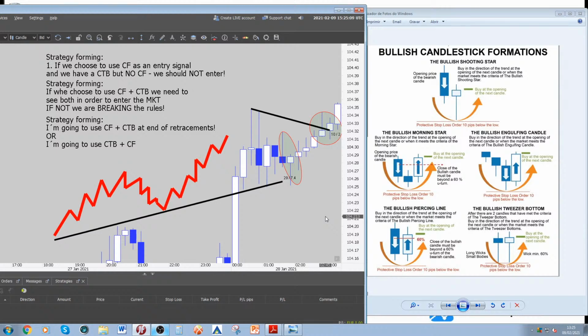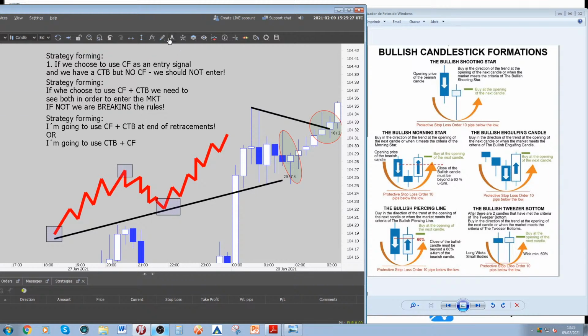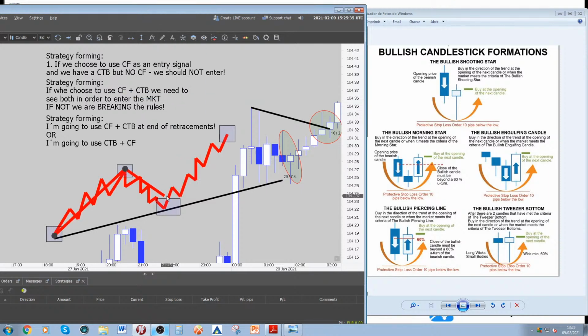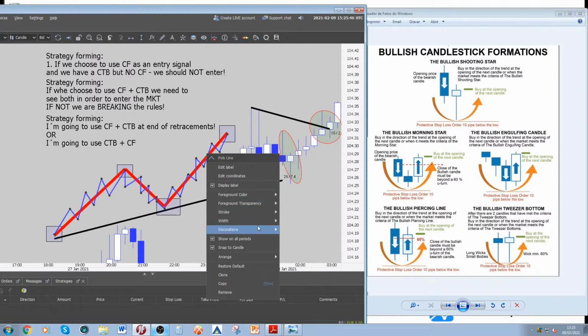Remember the previous lessons, everybody? Rule: I'm going to buy and never sell bullish candlestick formations in an uptrend. So we are in an uptrend: low, high, low, high, right? Do we agree, everybody? We are in an uptrend, higher highs, higher lows, right? Change color, something like this.